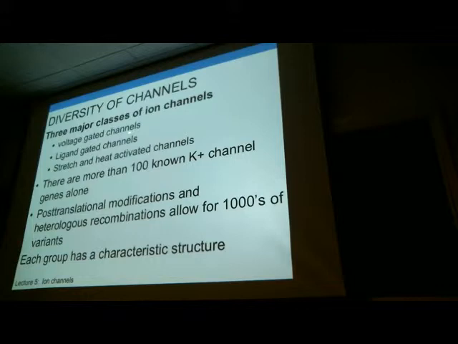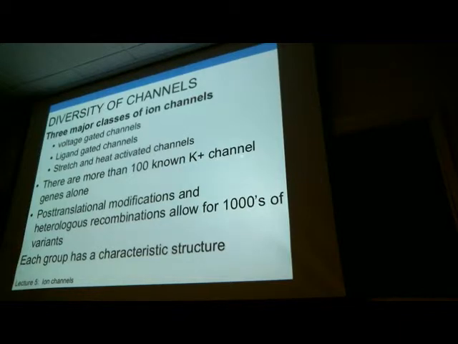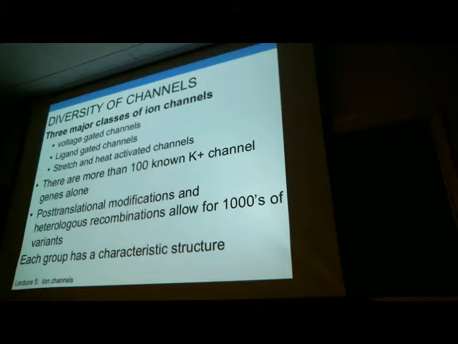We have our voltage-gated channels, our ligand-gated channels that we'll talk a lot about later on when we talk about synapses. Stretch and heat-activated channels, this is kind of a really popular area of study. These are the TRP channels. And you can end up with over 100 known potassium channels. So there's just a tremendous diversity. What this allows you to do is fine-tune the electrical properties of these neurons, and you can get just an enormous array of behaviors from these neurons. So it's great. And then on top of that, you can have post-translational modifications and heterologous recombinations, and all kinds of variations on this.